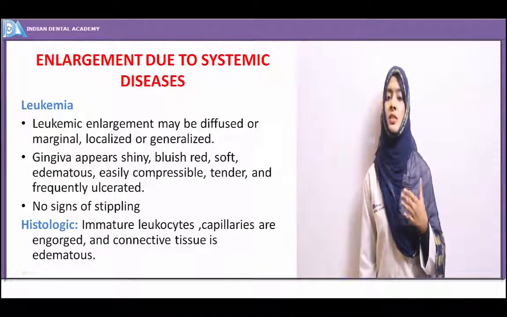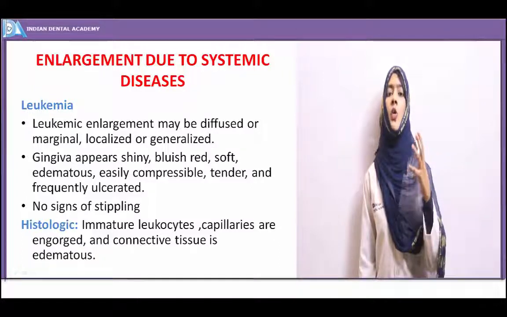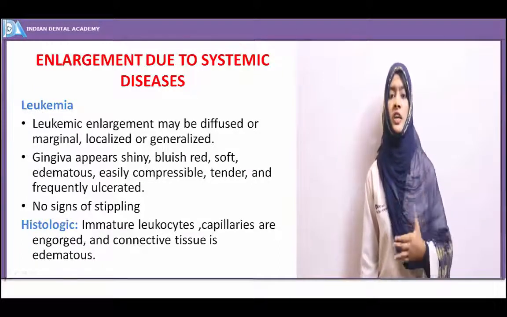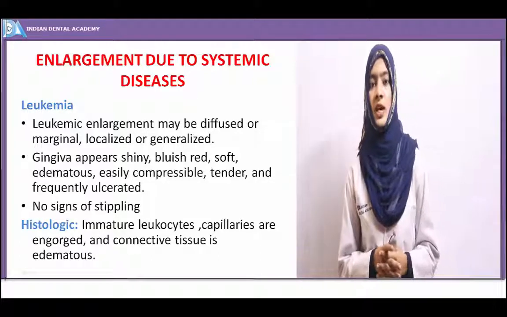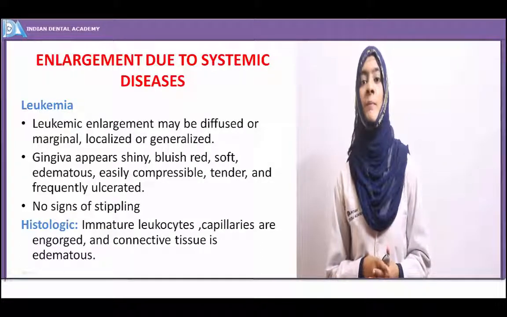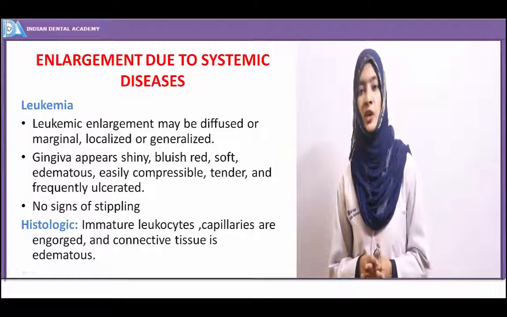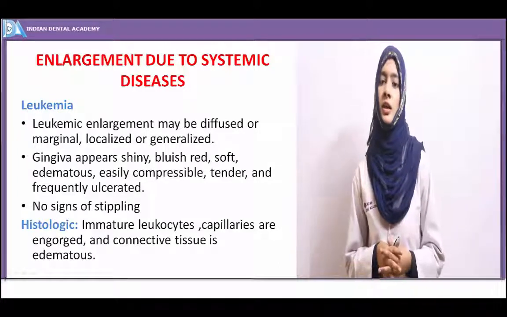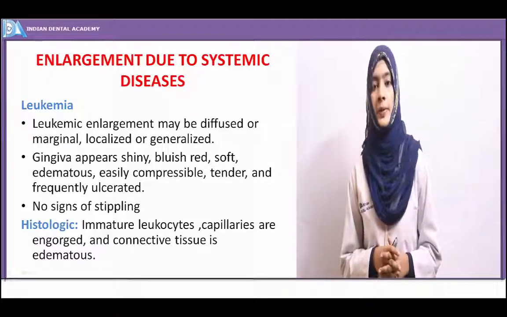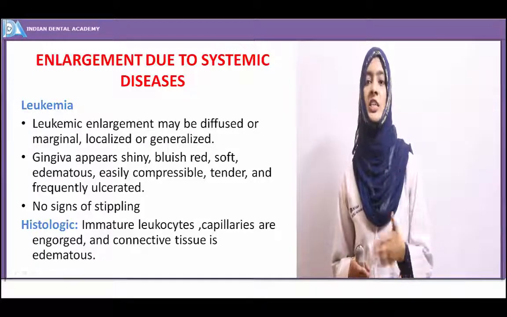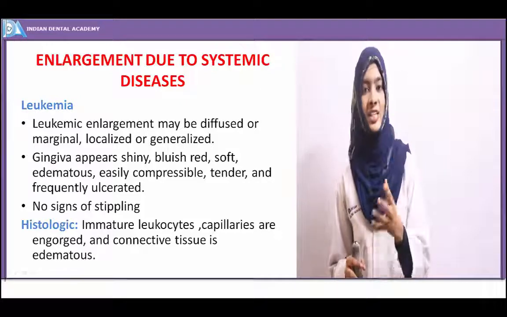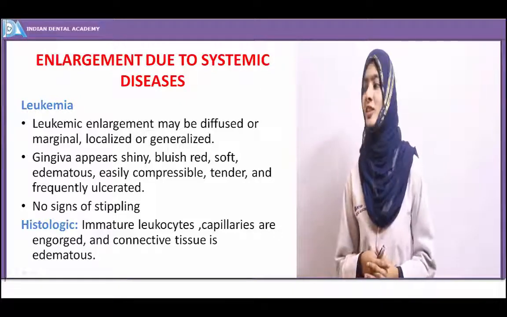Sometimes conditioned enlargement occurs. Conditioned enlargement is nothing but enlargement of gingiva owing to some specific conditions of the oral cavity. So, in a few systemic diseases, like leukemia, acute myelomonocytic, acute lymphoblastic, or the chronic leukemias, there is an increase in the number of lymphocytes or leukocytes. So that leads to this enlargement of the gingiva.